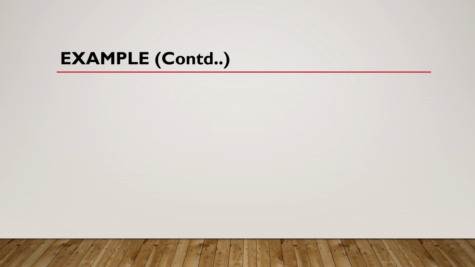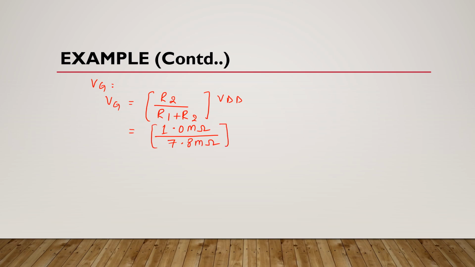Now we will find the value of gate voltage, and again for gate voltage we will apply voltage divider rule, and we know that the formula for voltage divider rule is R2 divided by R1 plus R2 multiplied by VDD. Now if we put these values here, here we have 1.0 mega ohms, and R1 plus R2 will be 7.8 mega ohms, and here this VDD is 12 volts. After solving this you will get the value of gate voltage which is 1.54 volts.